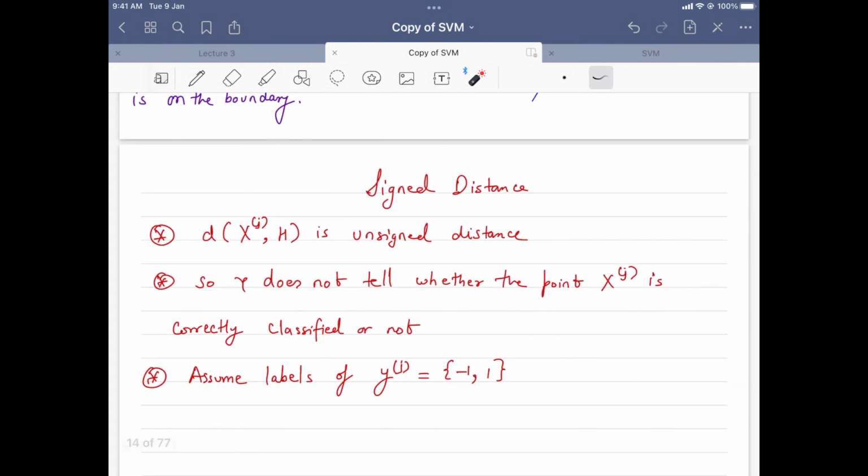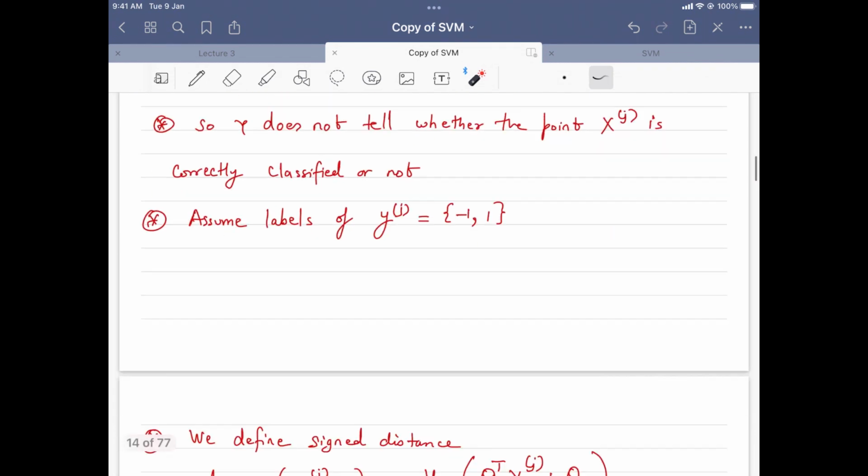So next we define another important concept, which is signed distance. The problem is that the earlier distance which we were using is an unsigned distance, and that distance cannot tell whether the point xj is correctly classified or not. We will discuss it in a coming slide. That is, this gamma cannot tell whether the point is on the correct side or not. Only the signed distance can tell whether the point is correctly classified or not. So let us see what this is.